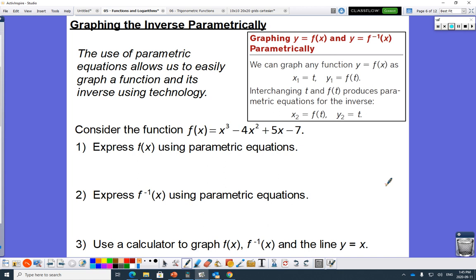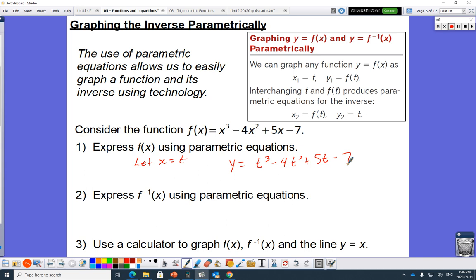So this is a crazy one. At first it looks like, oh, how are you ever going to come up with a parametric equation for this mess? Yeah, it's actually so easy. You just go like this. Okay, let x equal t. There's the first part of the parametric equation. And now here's the second part. Y equals t cubed minus 4t squared plus 5t minus 7. What a great choice for parametric equations for this.